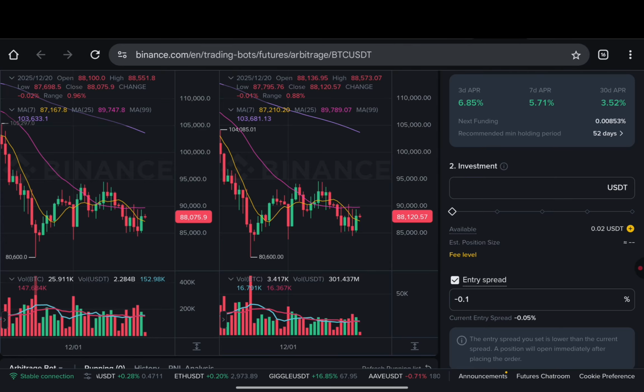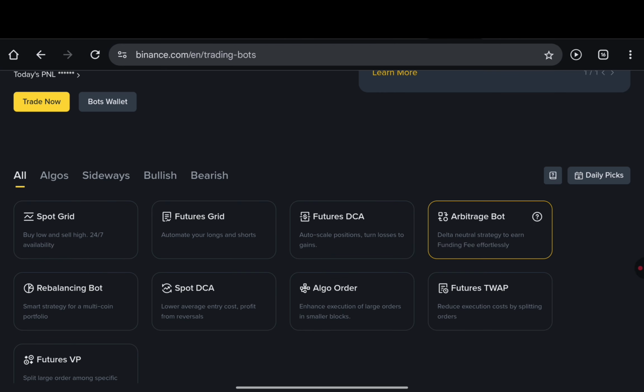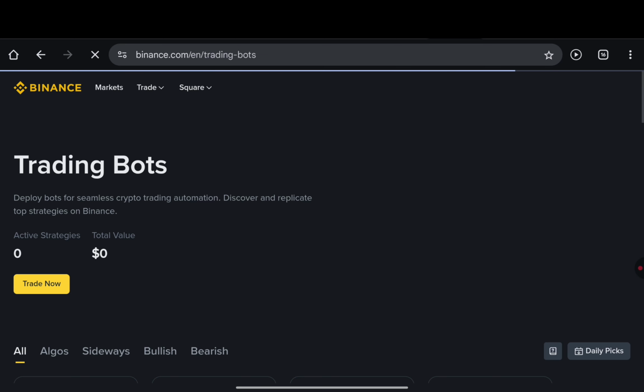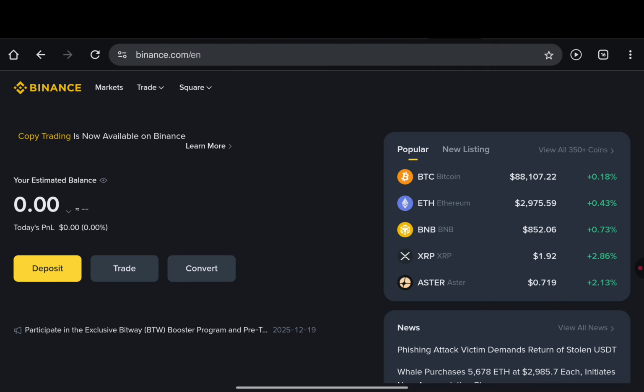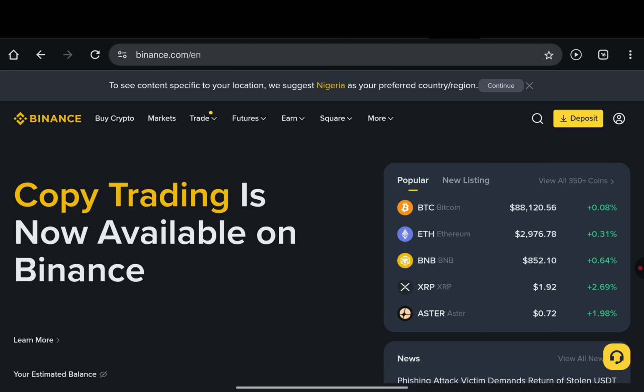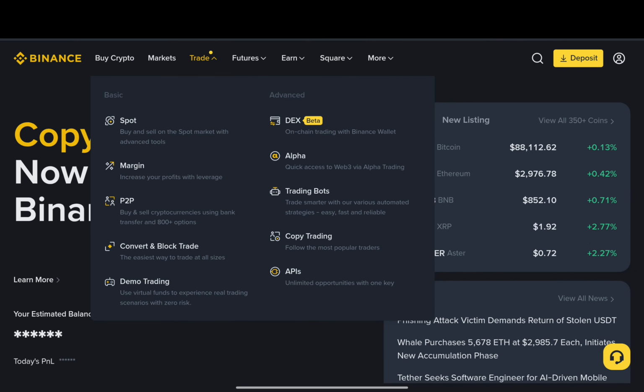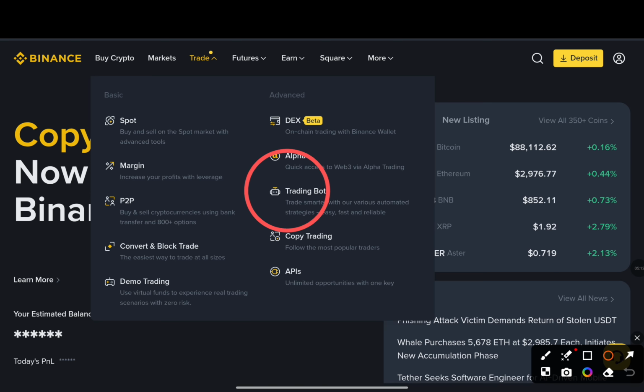So quickly, let's go ahead and go back to the platform. Initially, when you come to a Binance account, this is basically what it's going to look like. Now over here, all you have to do is go to your trade. Once you come to your trade, there's this thing called trading bots. You can find that right here. This particular one right here.